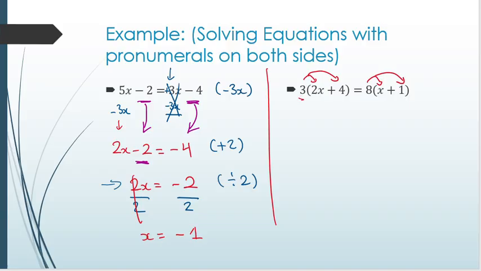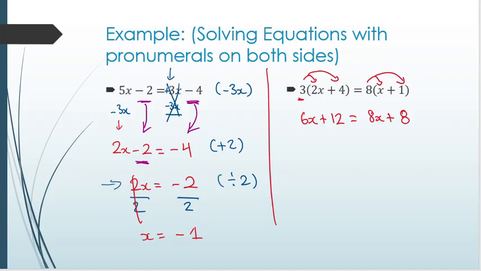So I'm going to take this number 3 on the left-hand side of the equation and multiply it to the 2x and this plus 4 here. Now 3 times 2x is 6x. 3 times 4 is 12. That's done. Equals 8 times x is 8x. And then 8 times 1 is just 8. Okay?